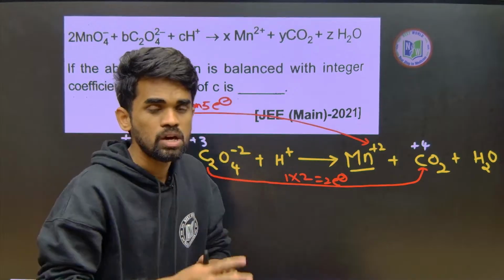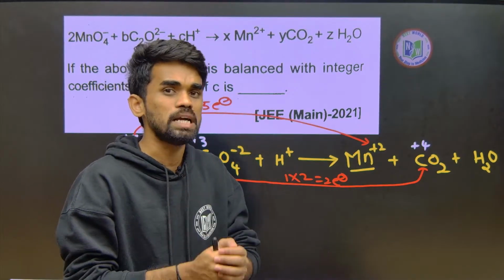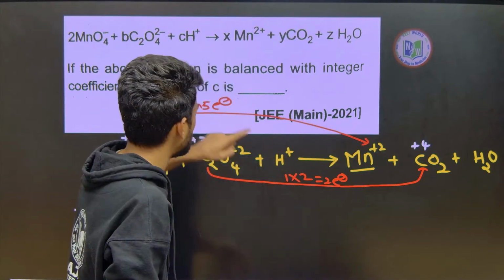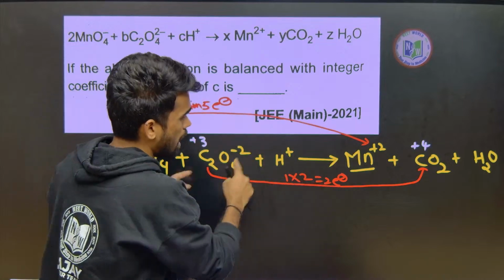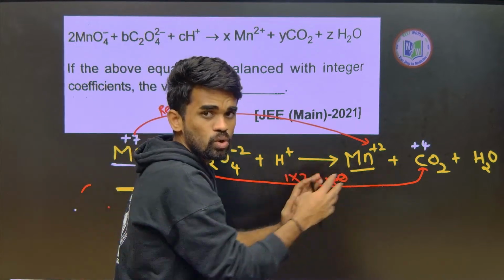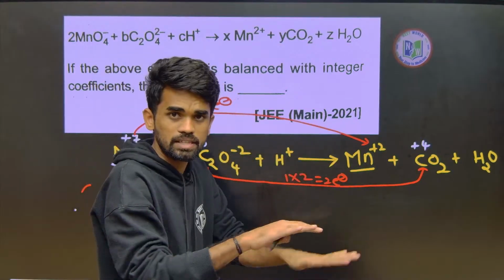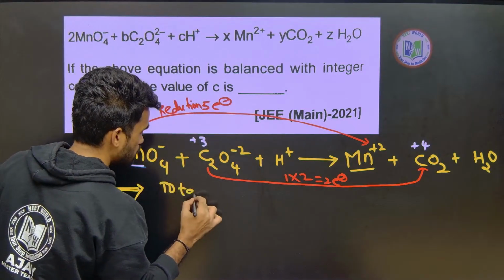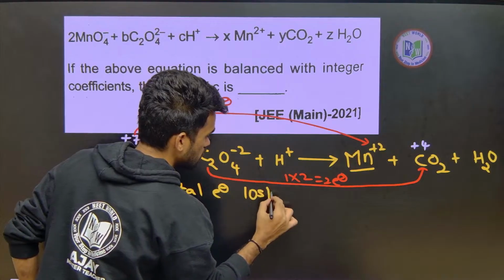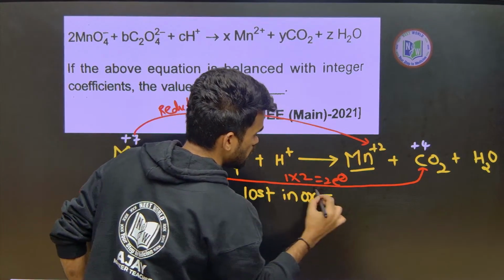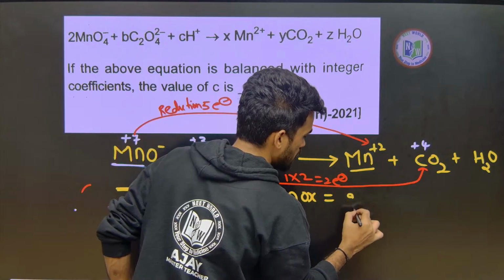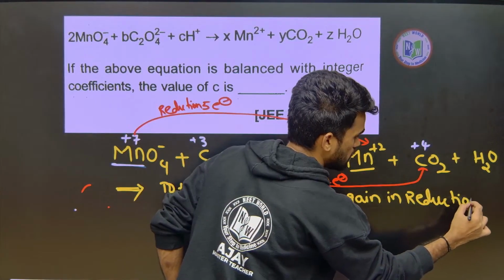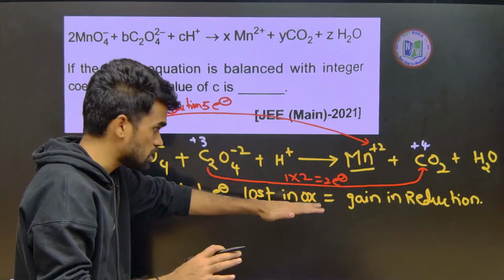That should be equal. So in order to make them equal, we need to multiply both equations with a suitable integer. Just multiply this equation with 2, because here it is 2, and multiply this equation with 5. So overall it becomes 10 electrons here and 10 electrons here. That's it. So what I told: total electrons lost in oxidation should be equal to total electrons gained in reduction. This is the concept you need to remember. In balancing redox reactions, this is the main step you should remember.